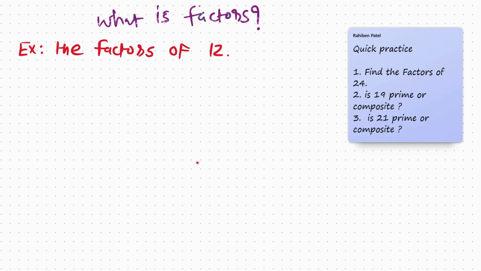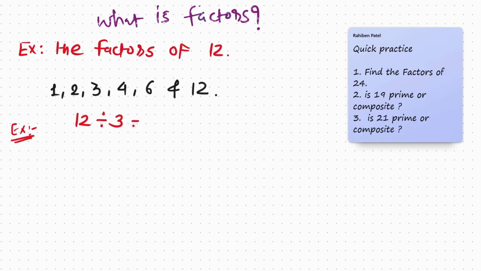A factor is a number that divides another number exactly with no remainder. So let's look at the example. The factors of 12 are 1, 2, 3, 4, 6, and 12. Why? Because each of these numbers divides 12 evenly. Suppose 12 divided by 3 is equal to 4. So 3 is a factor of 12 because it has no remainder. That's why we can call 3 a factor of 12.